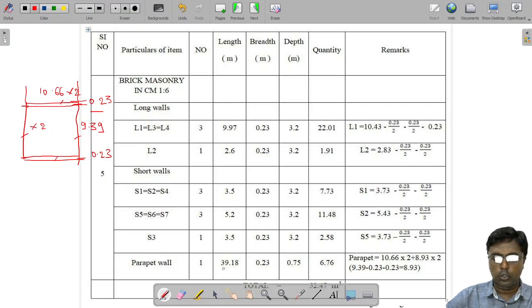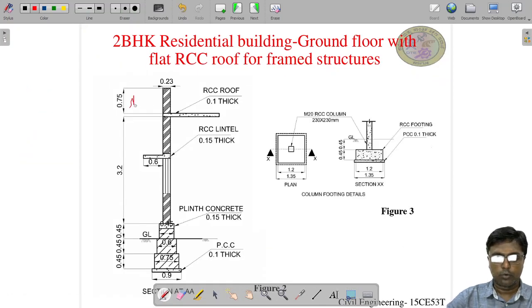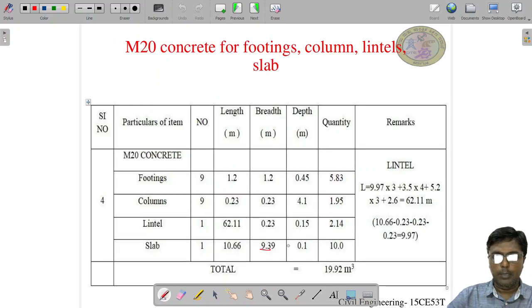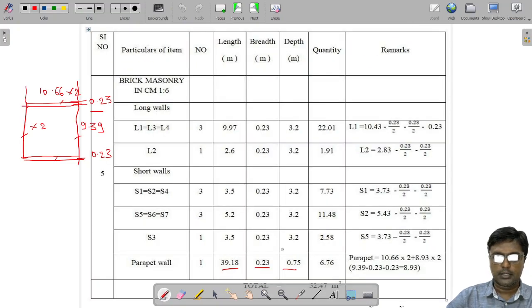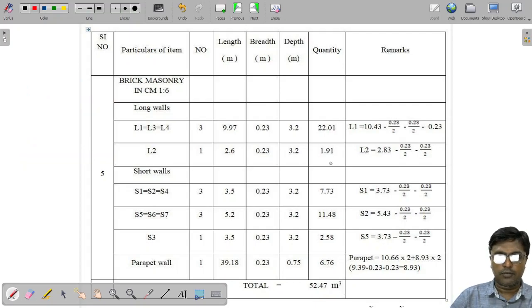So then the total length of the parapet we get is 39.18, multiplied by the breadth and the depth. Here they have given the depth, 0.75. So I will multiply all these together to get 67.76. Then our final quantity comes to 52.47 meter cube. But if you get the complete 52.47 meter cube of brick, it will be a wastage.